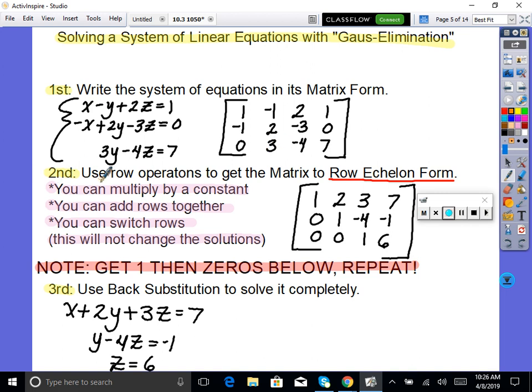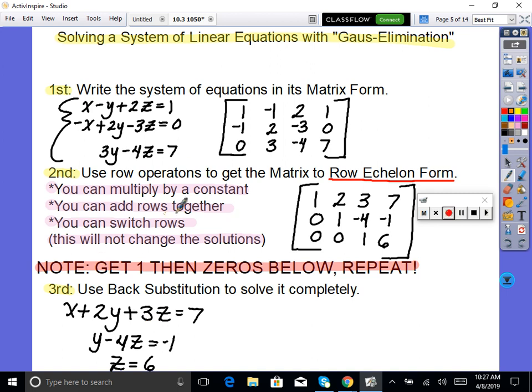Now second, you then use row operations to get the matrix to row echelon form. We're going to have to do the math, and we're going to get it to row echelon form, not reduced row echelon form. That's a different type of elimination, it's just the same thing, just going even further. With Gauss, he only got it to row echelon form, which means 1's on the diagonal and 0's below the 1's. Once we get it into row echelon form, we just saw a second ago how we can then use back substitution to solve for x, y, z.